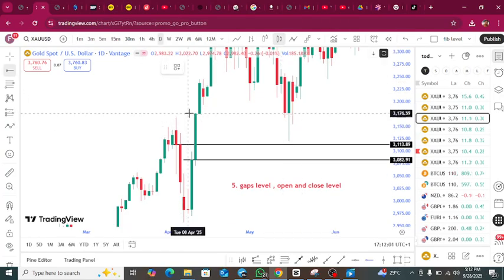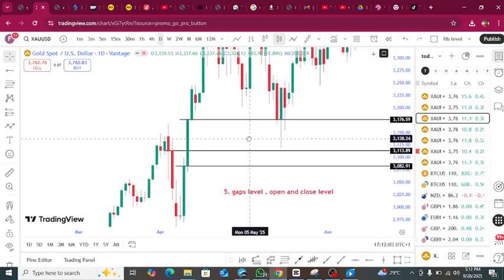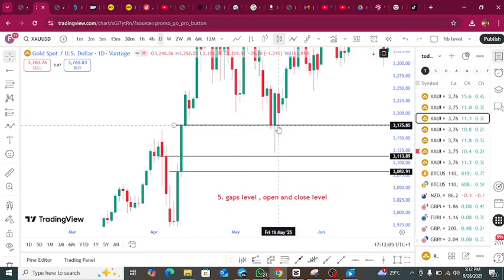This is another example of gaps. So that place is, you can see how market came, rejected. And like I said, a rejection is a wick out.